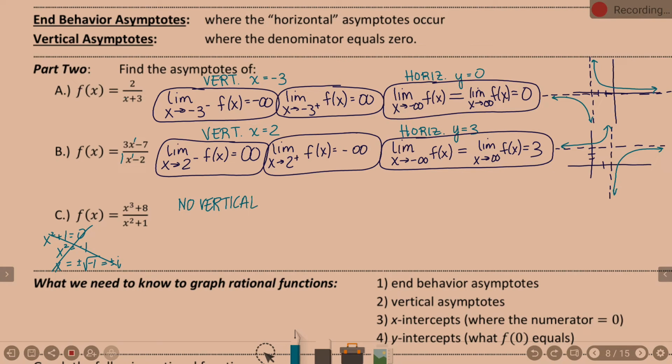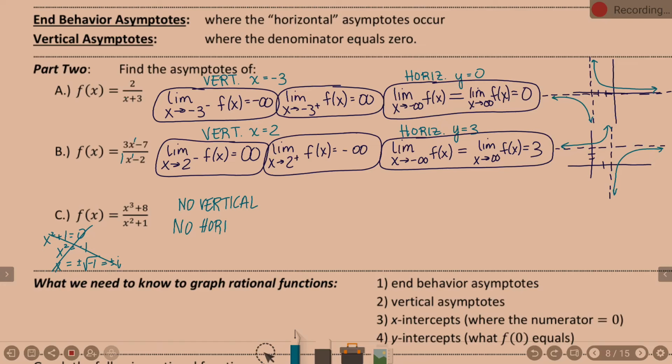What about horizontal? Y equals 1? No. I don't remember what it is. So it's the third part of the rule that we haven't done yet, right? Bigger power on bottom, it's 0. Powers match, it's a coefficient. Bigger power on top, nope. It's none. There's no horizontal asymptotes.